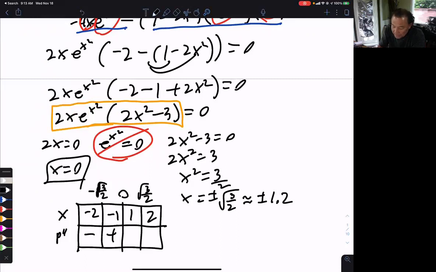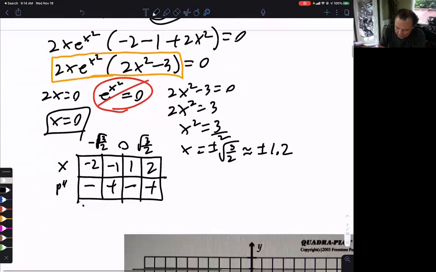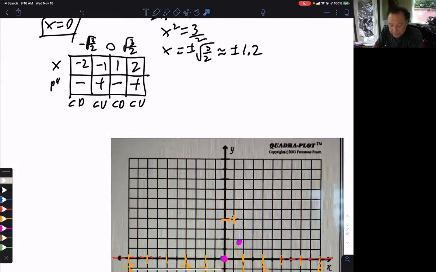We're going to plug in 1. That's positive. Plug in 1 here. That's negative. That's going to give us a negative. Plug in 2 here. That's going to be positive. That's going to be positive. So we're going to get positive. What does that mean? Concave down, concave up, concave down, concave up. Here you go. Let's actually graph this thing.